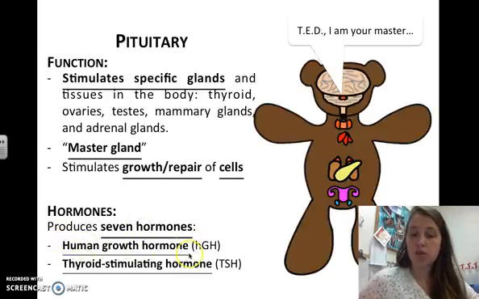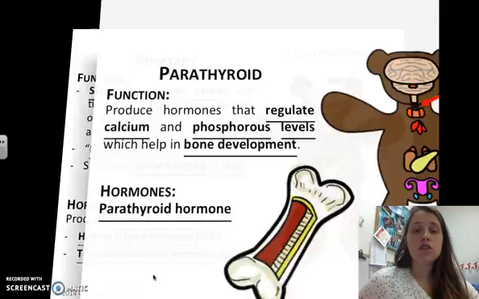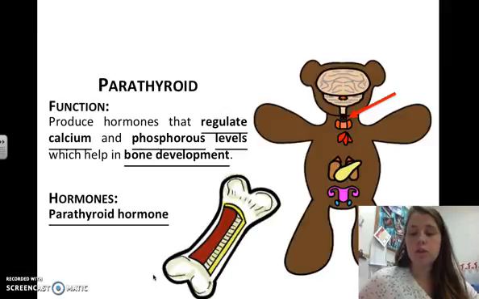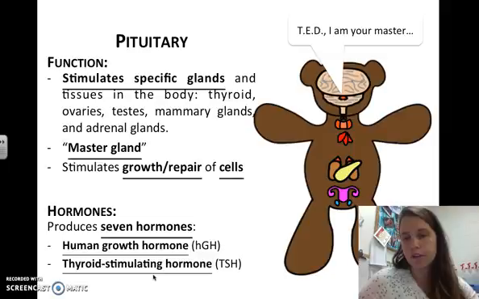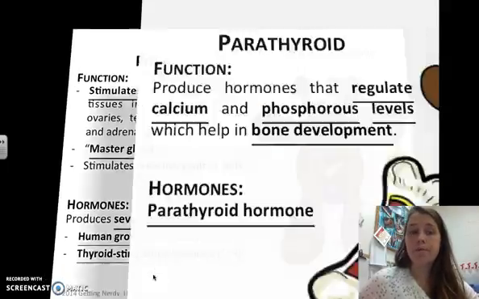We have human growth hormone, or HGH, and thyroid stimulating hormone, or TSH. Okay, those are 2 of the big ones that we are going to talk about in here. So human growth hormone makes you grow. Okay, and thyroid stimulating hormone makes the thyroid work.